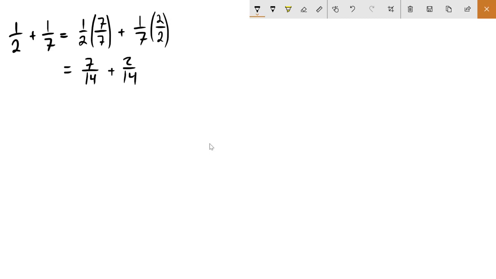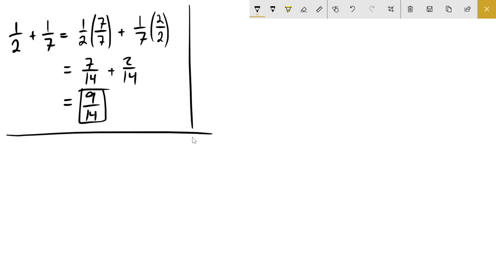Because both of these are reducible, we could reduce them back to where they started, but we actually don't want to. We unreduced them on purpose, so now they're both in 14ths. And now we can combine them, because 7 14ths plus 2 14ths will be 9 14ths. And that's the solution. It's not reducible. Okay. Any questions on that one? You feel okay about that?